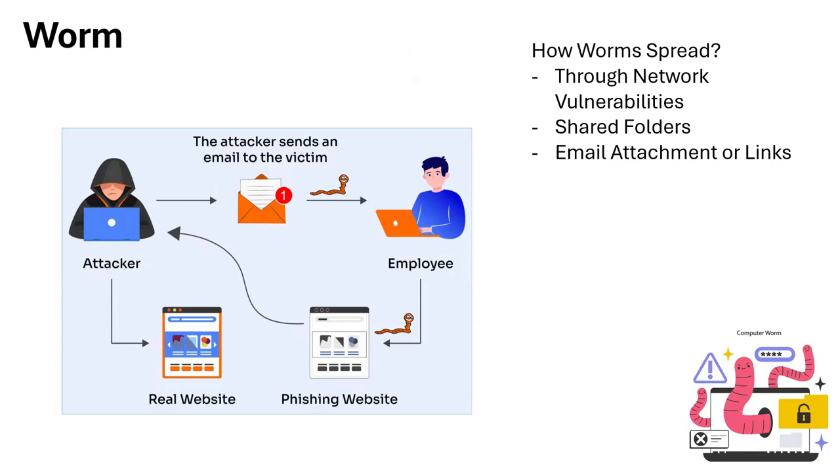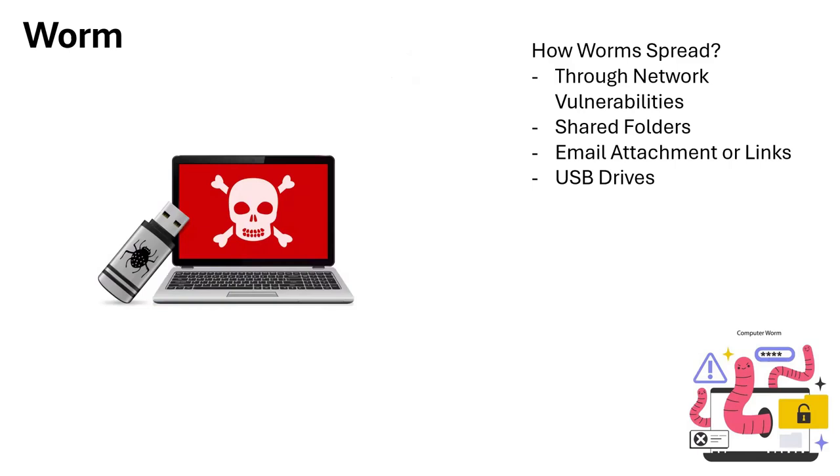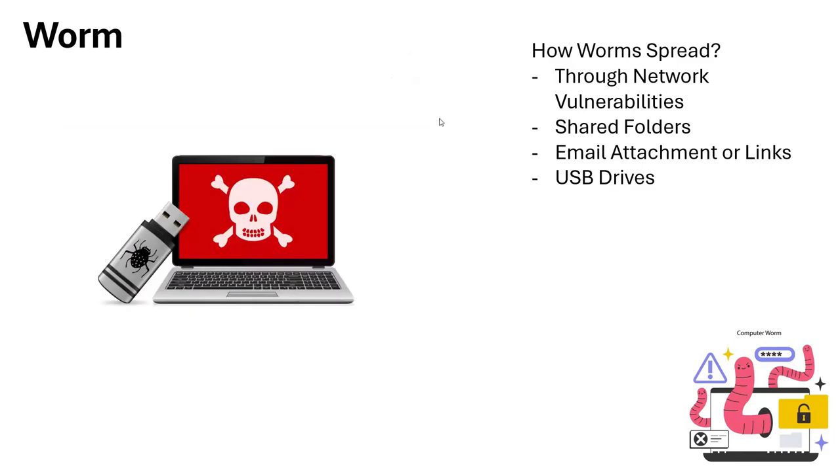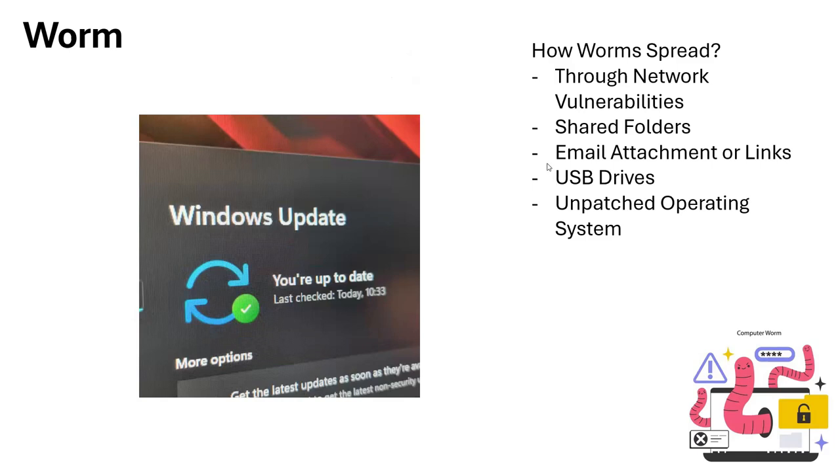Never ever open any suspicious attachment or link received in your email. You may become a victim of phishing, and worms can be downloaded onto your system. You know that the worm doesn't require permission from the user. It can also spread through an infected USB drive, so never copy data from any random USB without antivirus on your computer system. It can also spread when your Windows or operating system is not properly updated.